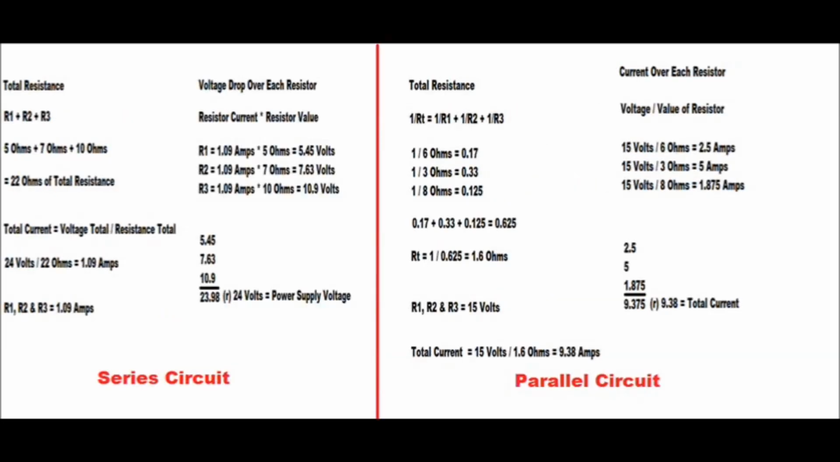So as we can see, we can use the series circuit to get an increase in resistance, reduce the voltage and keep the current at the same level, and use the parallel circuit to produce a decrease in resistance, keep the voltage at the same level and reduce the current.